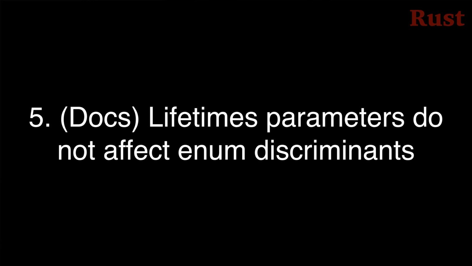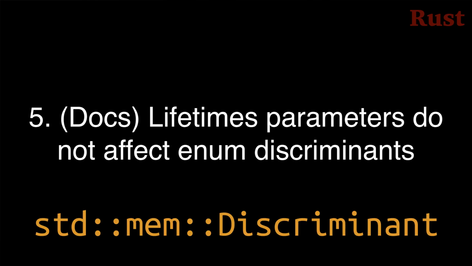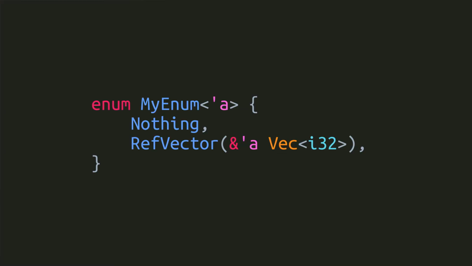Number 5. The documentation for std::mem::discriminant was updated to clarify that the value of an enum discriminant does not change when the value of a lifetime parameter changes. What does that really mean? Let's walk through it. Here's an enum named MyEnum that has a lifetime parameter 'a and 2 variants. Nothing, which is a unit variant, and Ref Vec, which holds a reference to a vector of integers over the lifetime 'a.